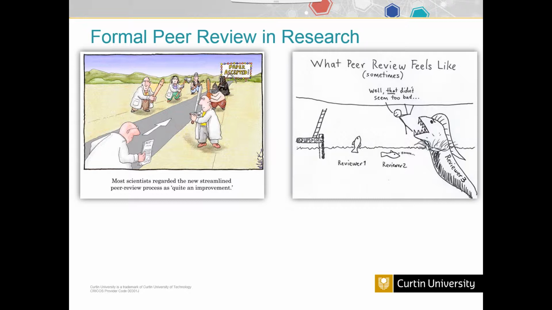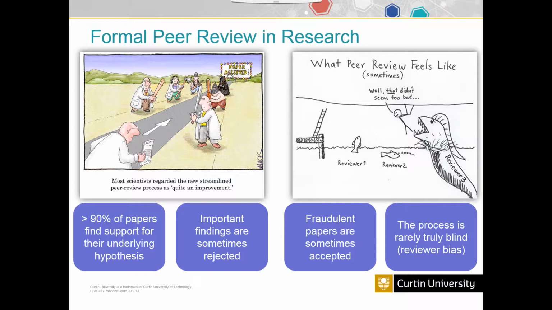Critics of the peer review process also point to the overwhelming numbers of papers that find support for their hypothesis, the important works that have been rejected by journals, works that have been accepted and then found to have been based on fraudulent data, and the fact that the process is rarely truly blind, in that the reviewers know who the authors are.